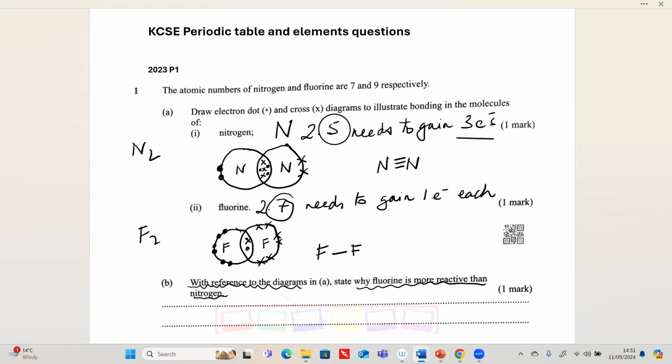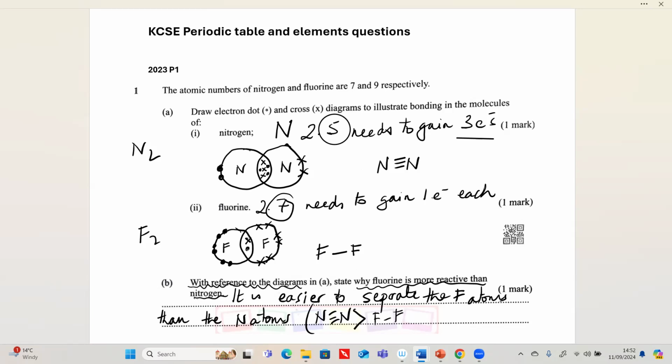What they want here is, it is easier to separate the F atoms than the N atoms. That's because N triple bond N is more difficult to break than F. So it's in with reference to the diagrams. In other words, it's talking about this, and that's very important.